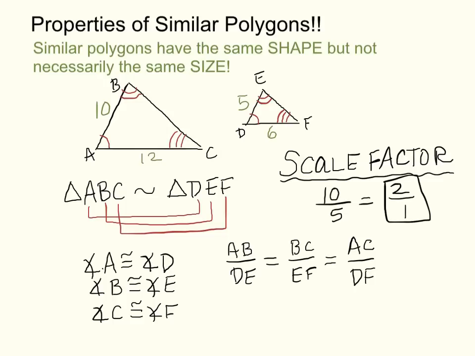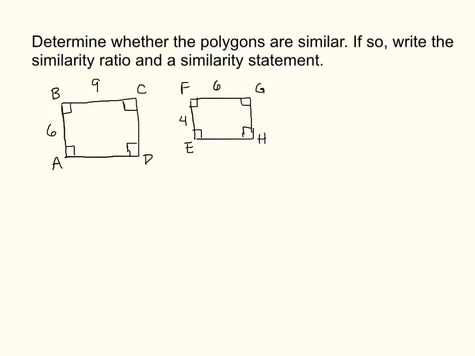Now let's take a look at a problem here. It says determine whether the polygons are similar, and if so, write a similarity ratio and a similarity statement. Remember from the first slide, we noted that in order for polygons to be similar, all of their angles have to be congruent. That's the first thing. And you'll notice that A is congruent to E, B is congruent to F, C is congruent to G, and D is congruent to H. So indeed, the angles work out for us.